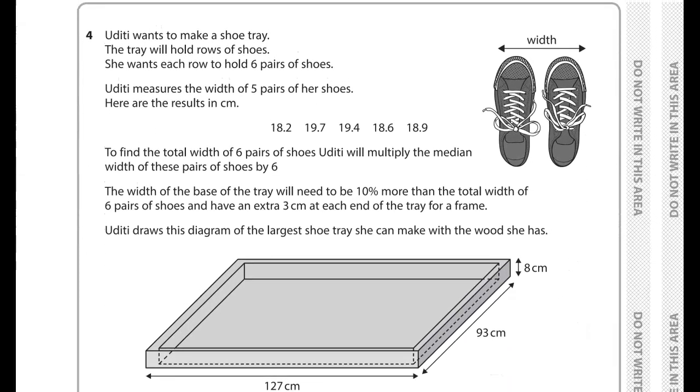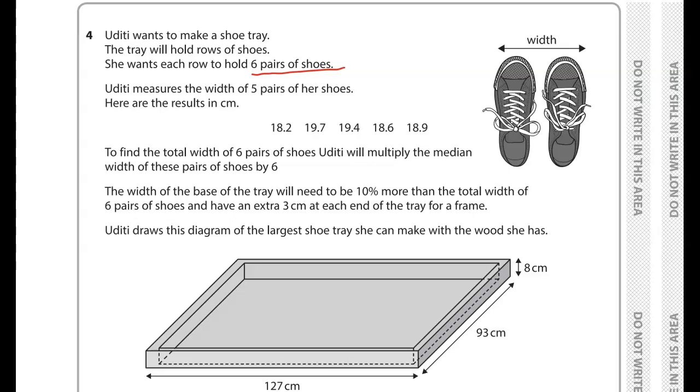Udity wants to make a shoe tray. The tray will hold rows of shoes. She wants each row to hold 6 pairs of shoes. Udity measures the width of 5 pairs of her shoes. Here are the results in centimeters: 18.2, 19.7, 19.4, 18.6, 18.9.